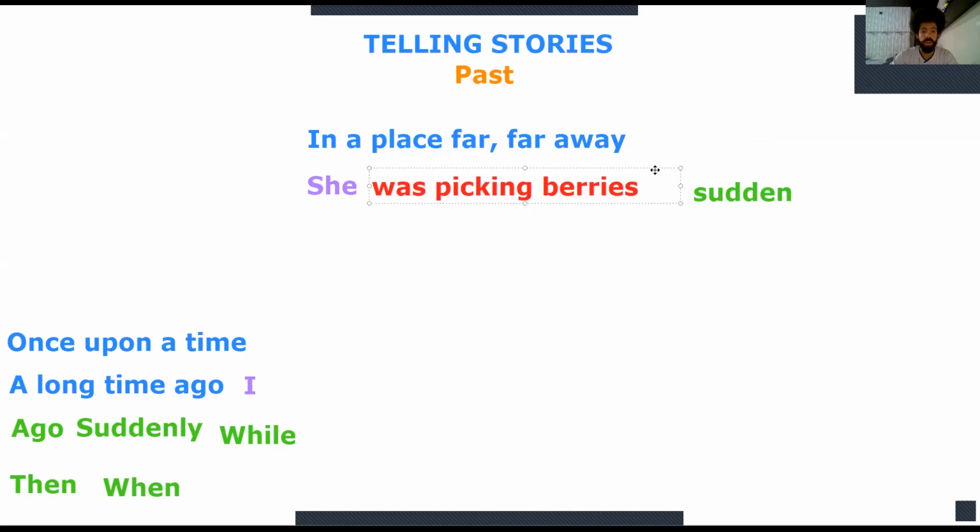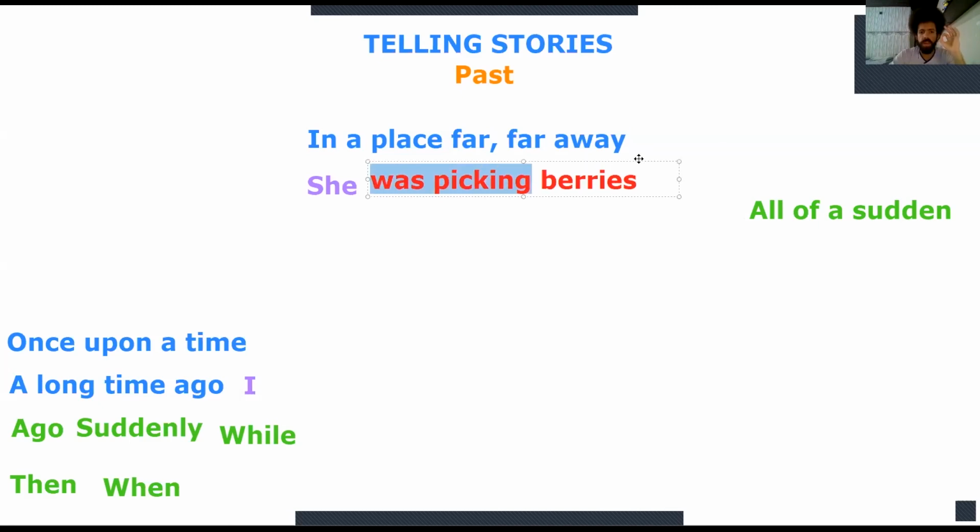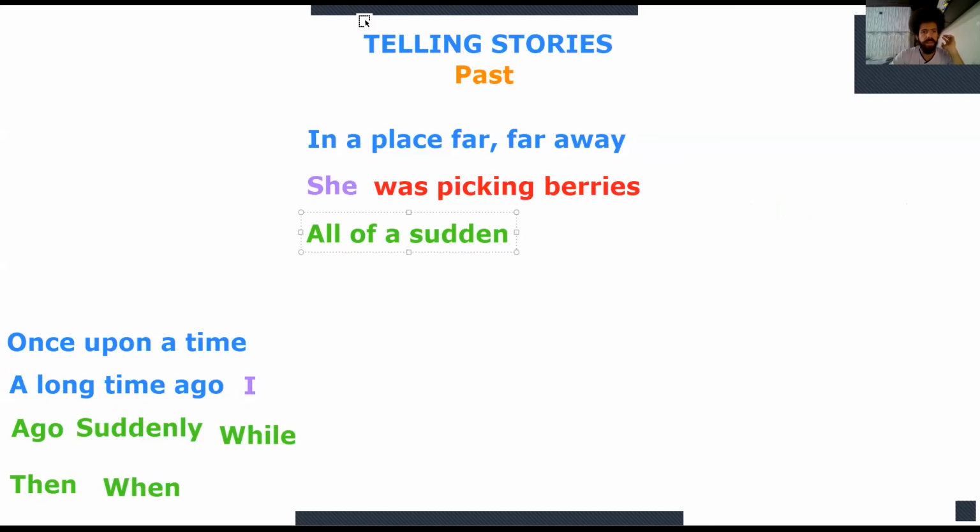Eu não estou fazendo cortes dessa vez, porque eu quero mostrar para vocês que foi tudo improvisado. In a place far, far away, she was, tá vendo que aqui tá passado? She was picking. And if it has was and an ing form, this is past continuous, okay? Pay attention to that. So in a place far, far away, she was picking berries. All of a sudden, a goblin appeared.